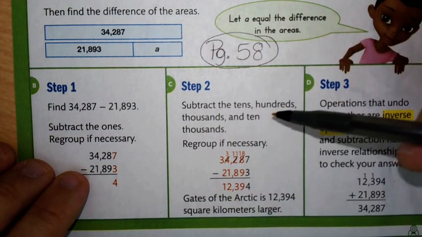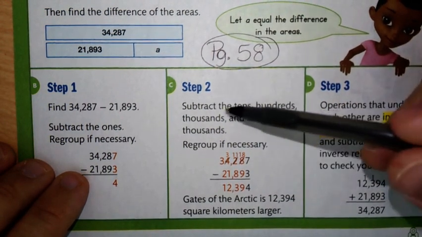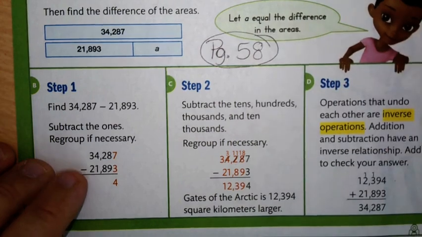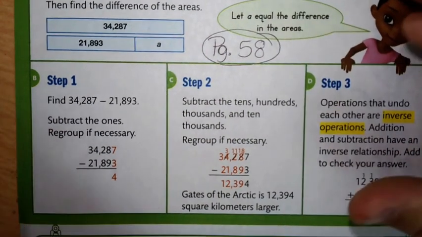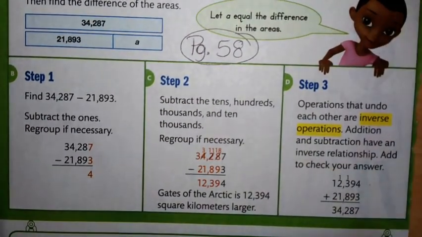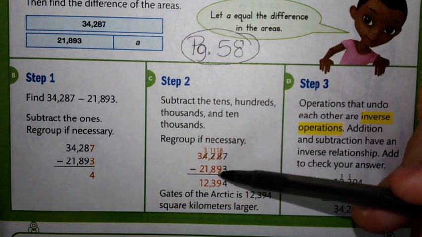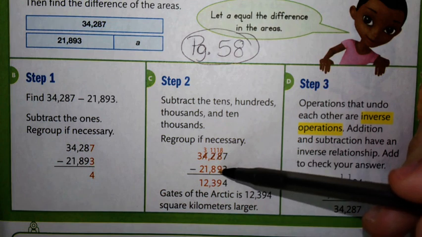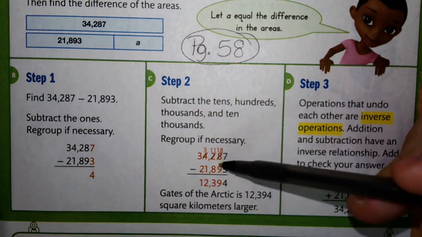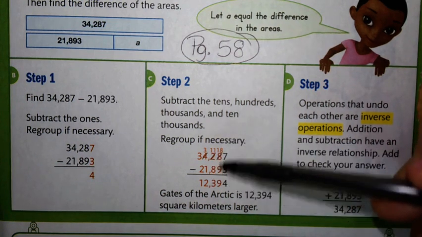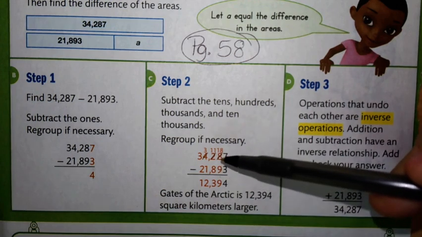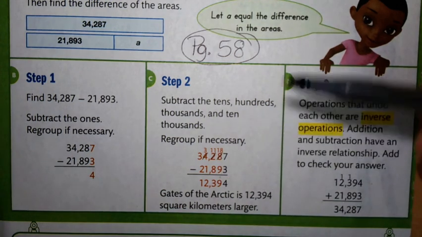Now, step two is going to be subtract the tens, hundreds, thousands, and 10,000s. Whoa, they just jumped right in there, didn't they? We started off just with the ones, but now we're going to move on to our other place values. So here I have 8 minus 9. And 8 is smaller than 9, so I can't do it. So should I just flip it around and say, well, what's 9 minus 8? No way, I can't do that.